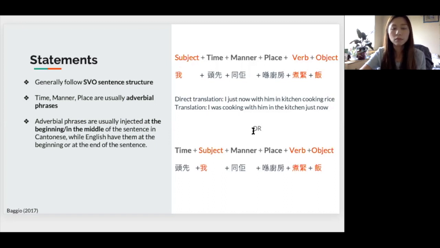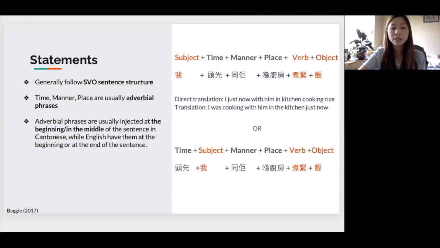The first sentence is 我頭先同佢喺廚房煮緊飯. And the direct translation is I just now with him in kitchen cooking rice. If we adopt the second sentence structure in here, the direct translation would be, just now I was him in kitchen cooking rice. As you can see, time, manner, and place are injected at the beginning of the sentence or in the middle of the sentence, which is different from how English works. In English, the adverbial phrases are usually injected in the beginning or towards the end of the SVO sentence. In other words, it is expected to see errors in word order in bilingual children.